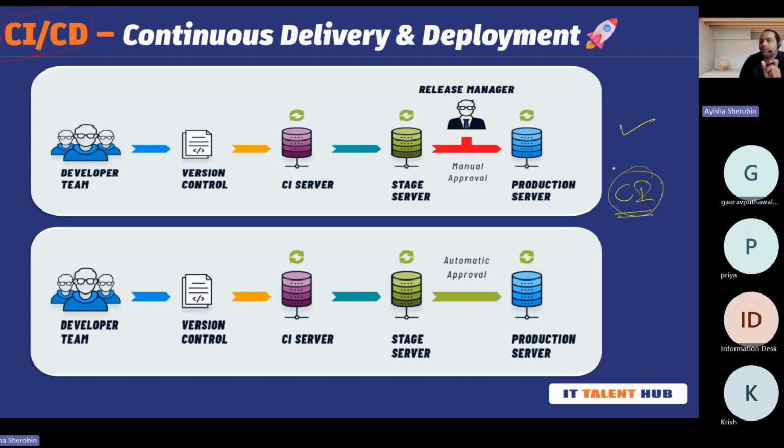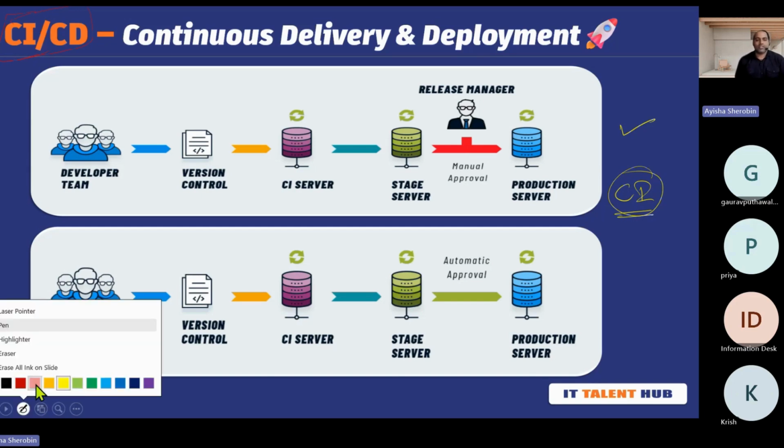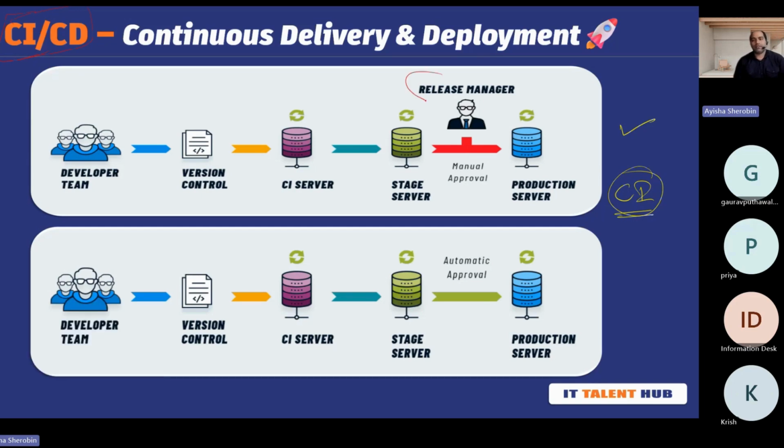Generally we use the word deployment, but there is some difference between delivery and deployment. Delivery means there will be a manual approval. Deployment means there will not be any manual approval, so it is going to be automatic. This kind of pipeline is used for non-critical environments, and this kind is used for critical environments like production environments, or we can say live environments. We will discuss all these concepts in our actual course.